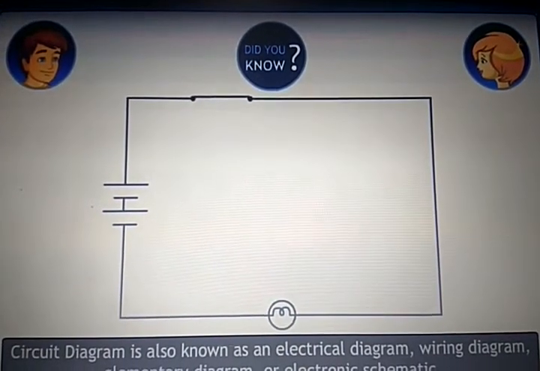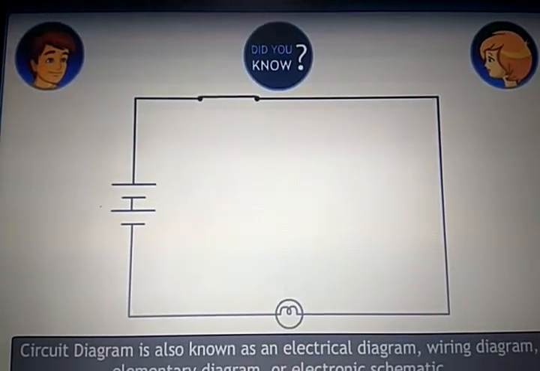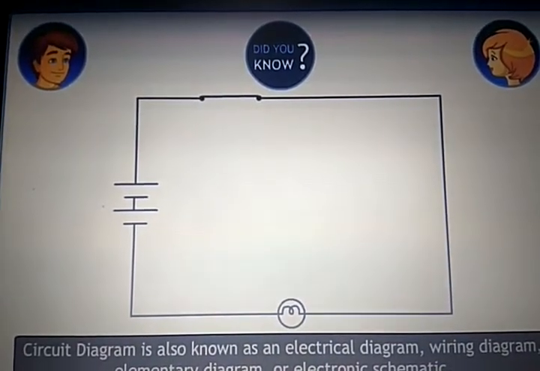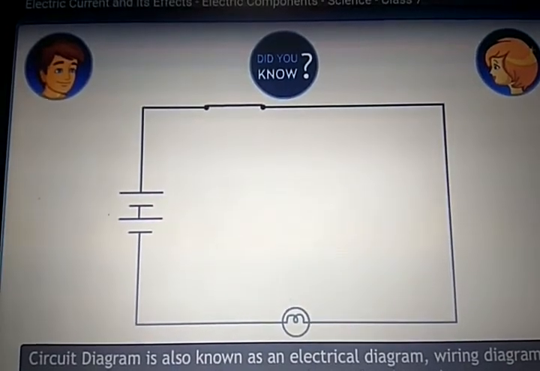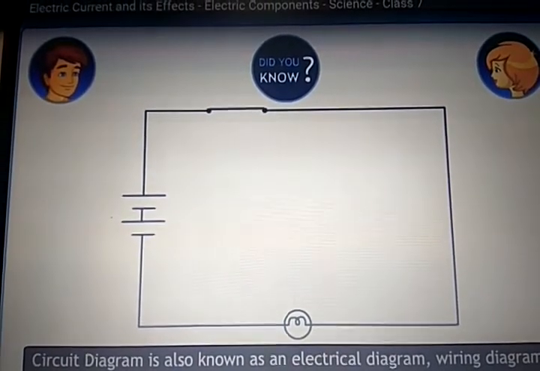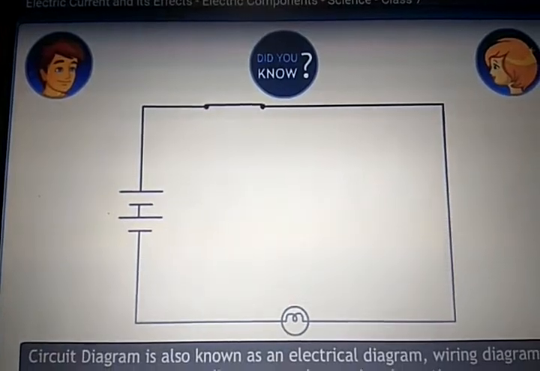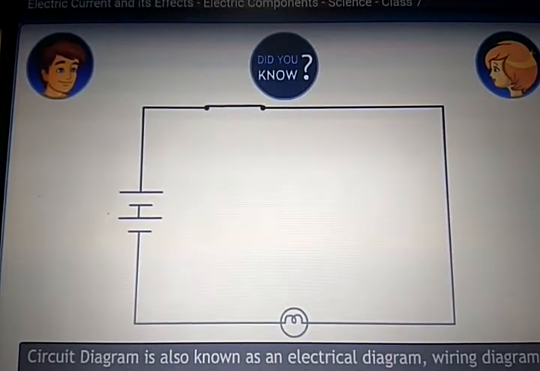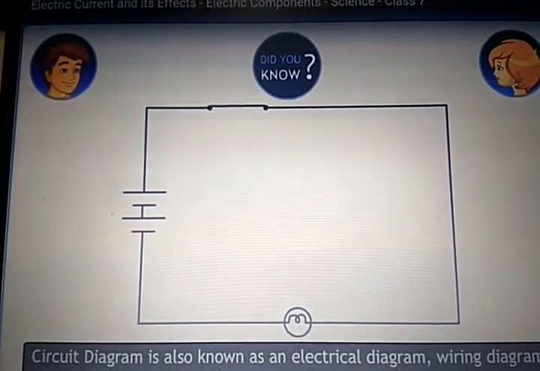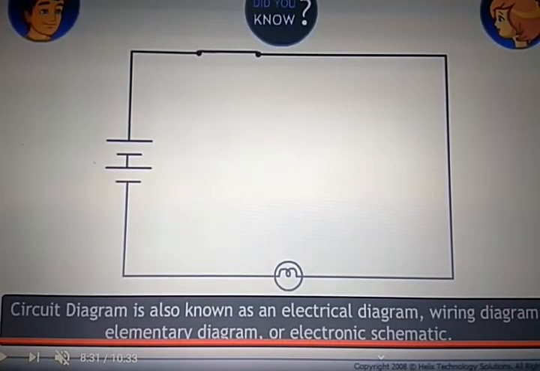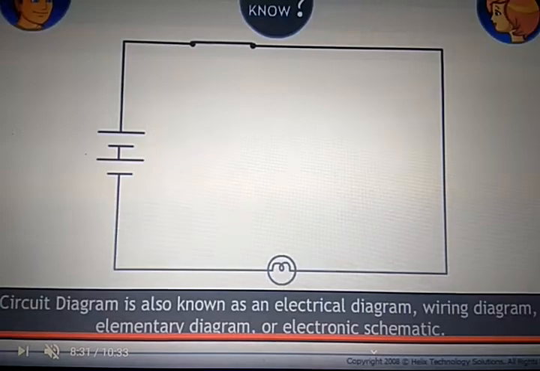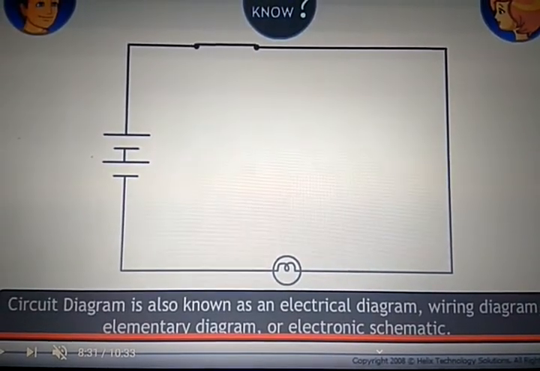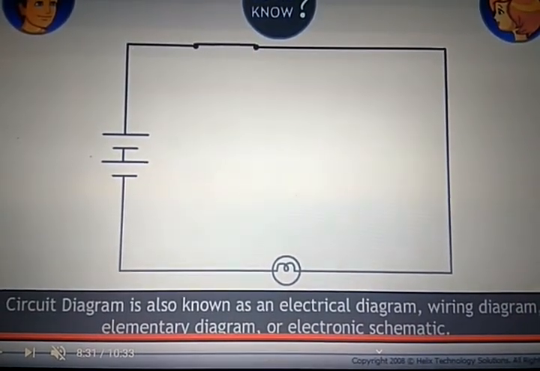What is this? It is a circuit diagram. Here circuit is on or off, students. Circuit is on, and on the left side it is construction of battery, minus plus minus plus. It's a correct connection. Battery is there, bulb is there. Okay. So dear students, circuit diagram is also known as electric diagram, right? Wiring diagram or elementary diagram or electronic schematic diagram.